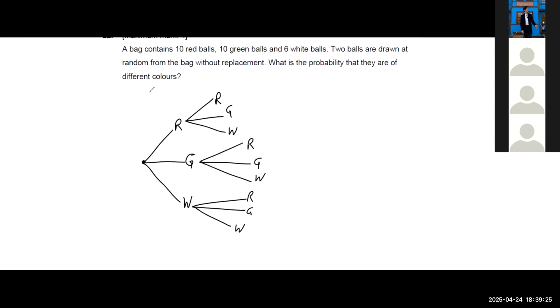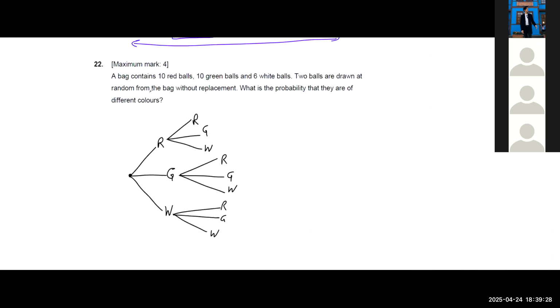Good. Now, initially we have 10 reds, 10 greens, and 6 whites. So what's the probability of pulling out a green in the first try? Sorry, a red in the first try.